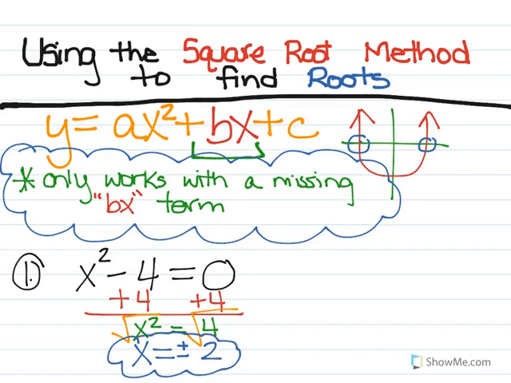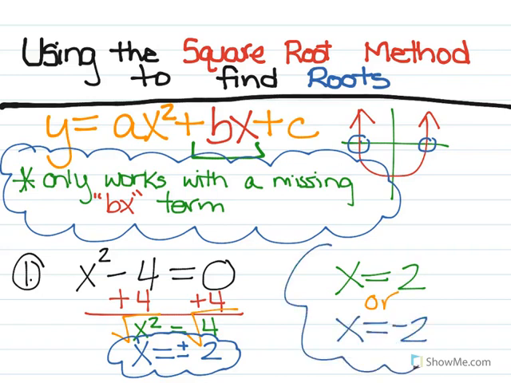I can write it like x equals plus or minus 2, or if you'd prefer to just break it up into two answers, you could say x equals 2 or x equals negative 2. Either answer will suffice. Personally, I like the plus or minus 2, just because it's quick, it's to the point, and it works.